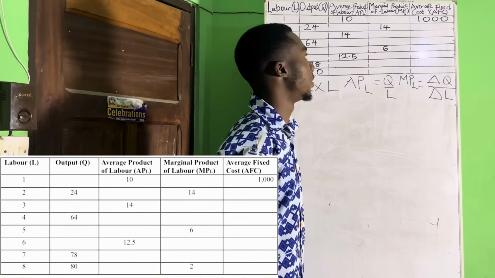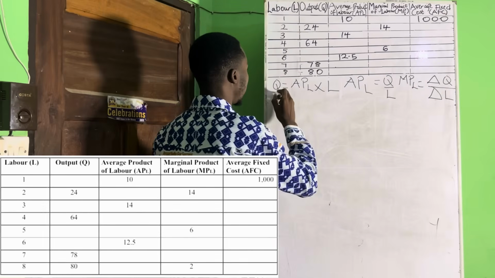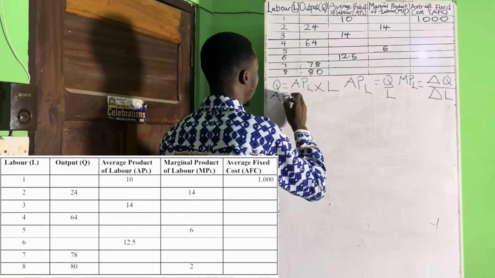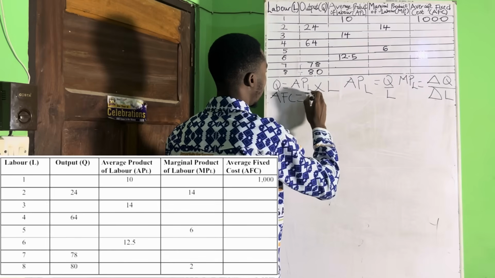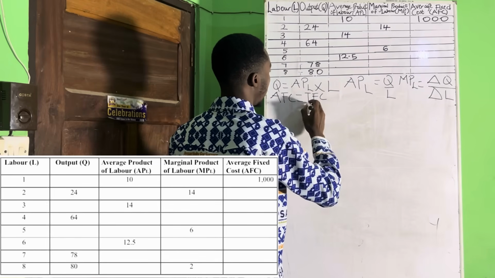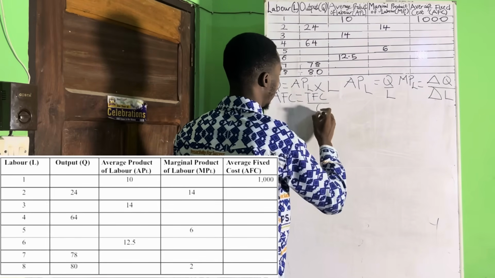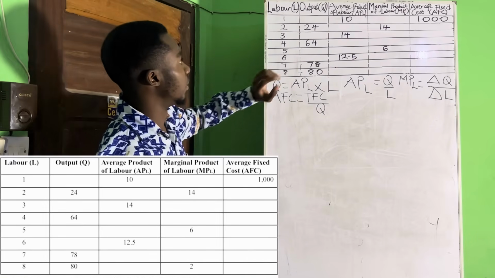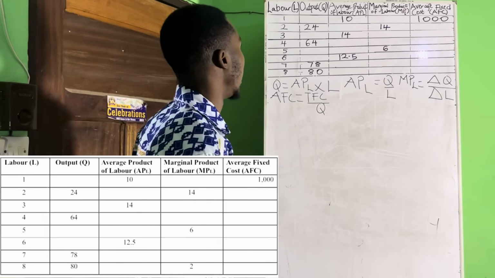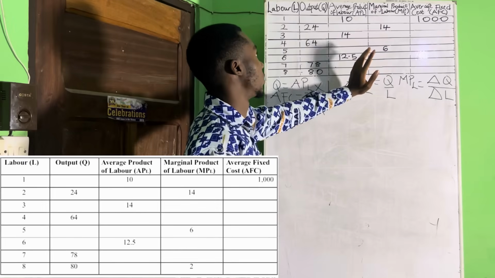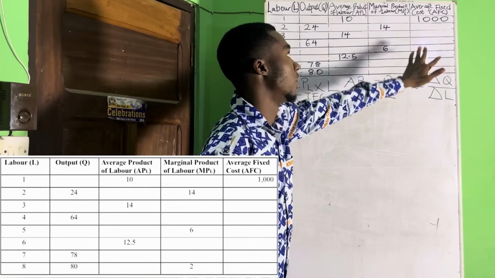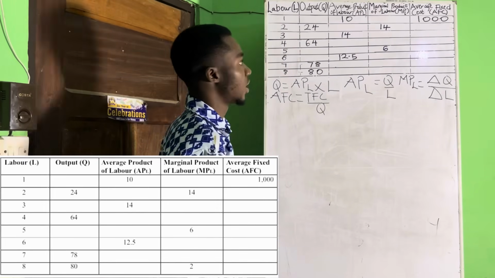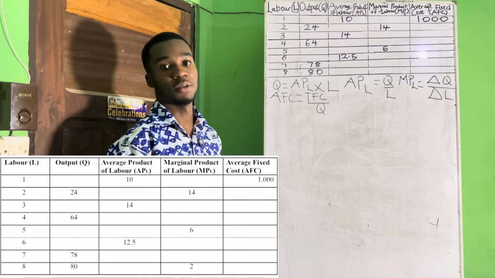Then let's go to the average fixed costs. So the formula for the average fixed costs is the total fixed costs over the outputs, so that's our Q. You get it. So these are the 4 things that we need to do. So you have outputs, average product of labor, marginal product of labor, and average fixed costs. You get it. So these are the formulas you need to know under theory of production.